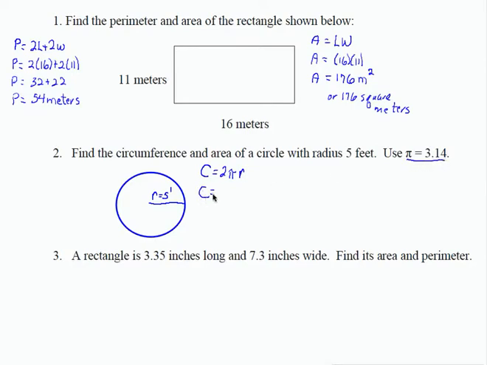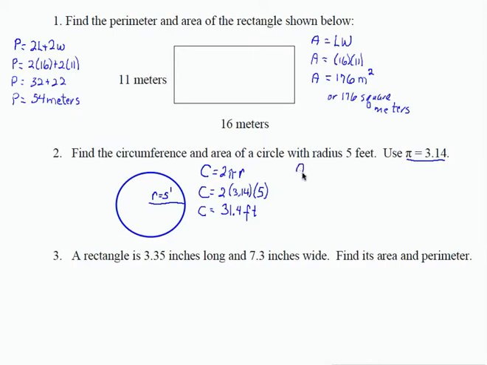So let's substitute in our pieces that we know. So 2 times 3.14 times my radius, which is 5. If I multiply 2 times 3.14 times 5 on my calculator, I get 31.4, and my units are feet.